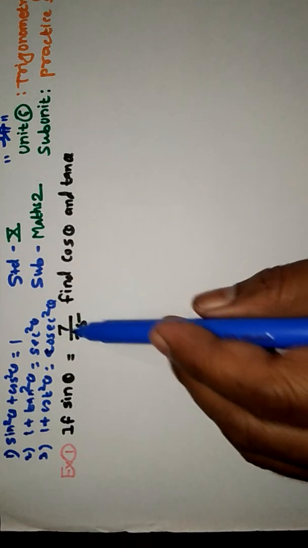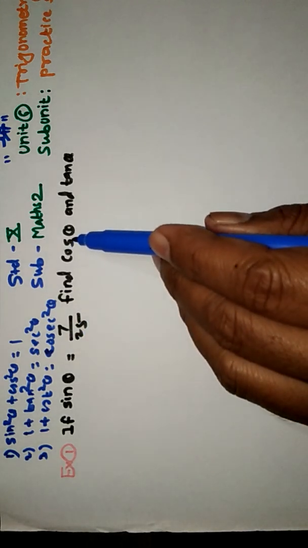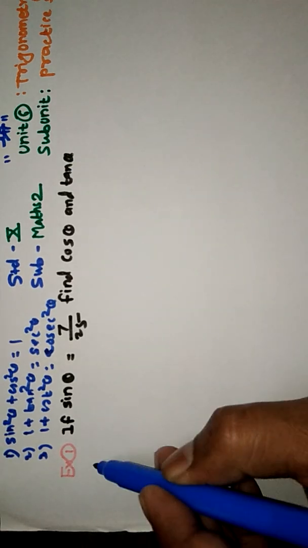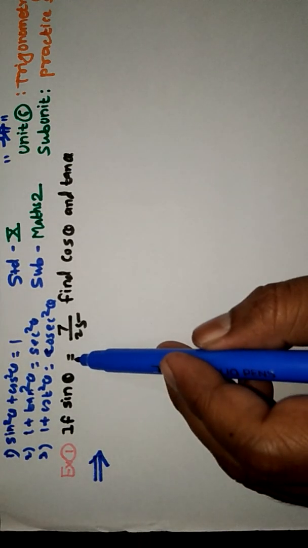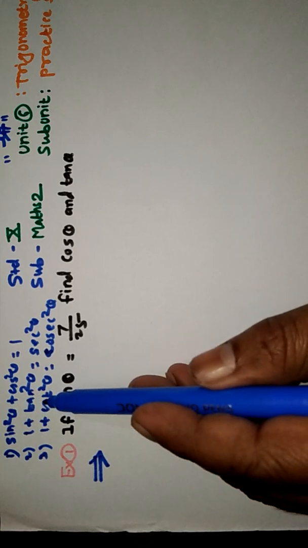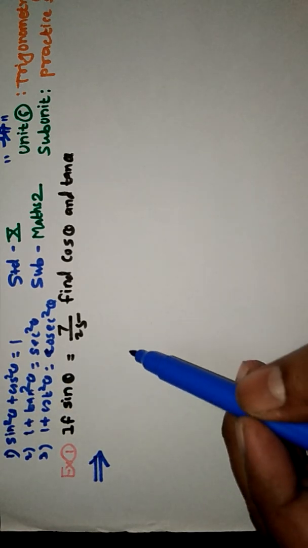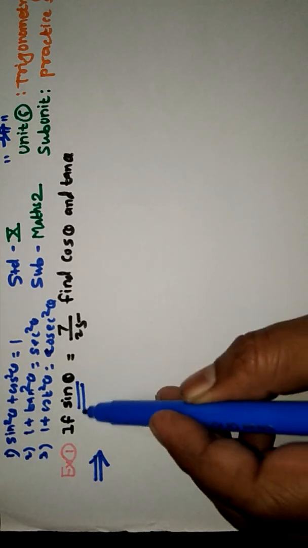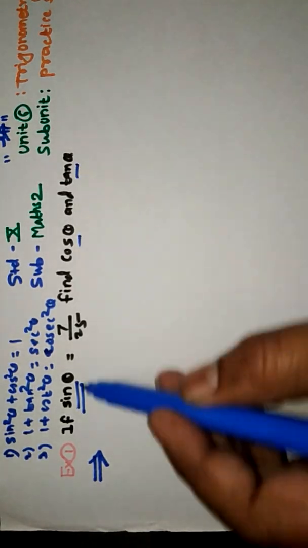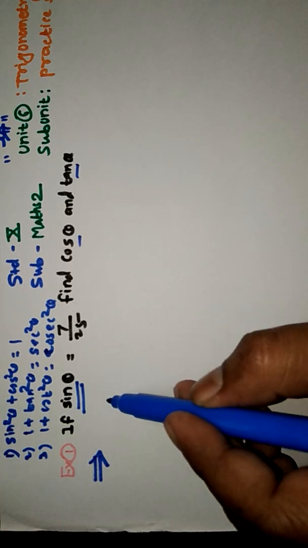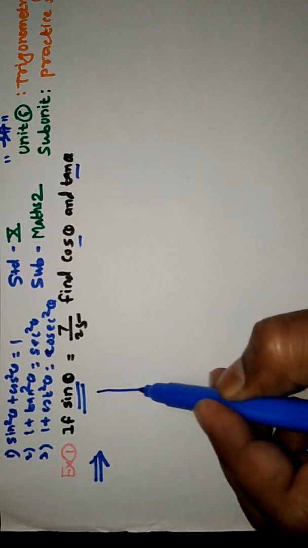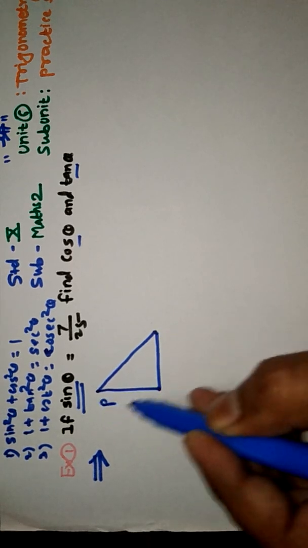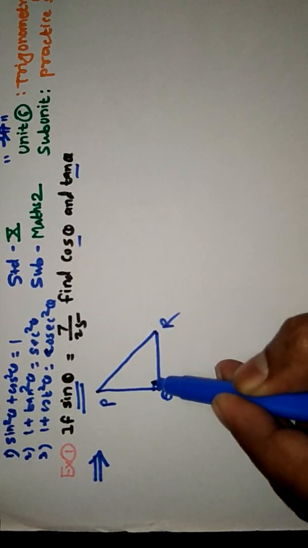See example number 1. Sin theta is 7 upon 25. Find the value of cos theta and tan theta. How can we solve? This example can be solved by using identities and also by using the Pythagoras theorem. First we see how to find the values of cos theta and tan theta, if sin theta is given, using the Pythagoras theorem. First we draw a right angled triangle named PQR.